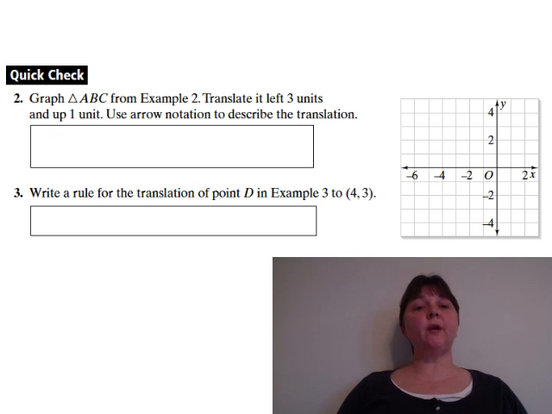I want you to try Quick Check 2 and Quick Check 3 on your own. So pause the video, try them. When you're finished, turn the video back on and see how you did. I'll read the problems to you. Number 2, graph triangle ABC from example 2. Translate it left 3 units and up 1 unit. Use arrow notation to describe the translation. Number 3, write a rule for the translation of point D in example 3 to (4, 3).